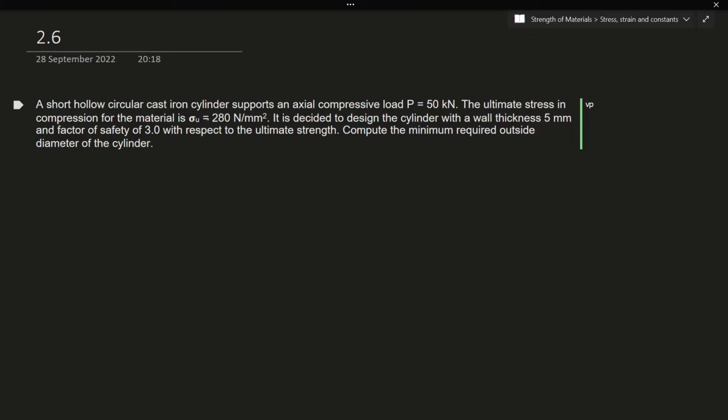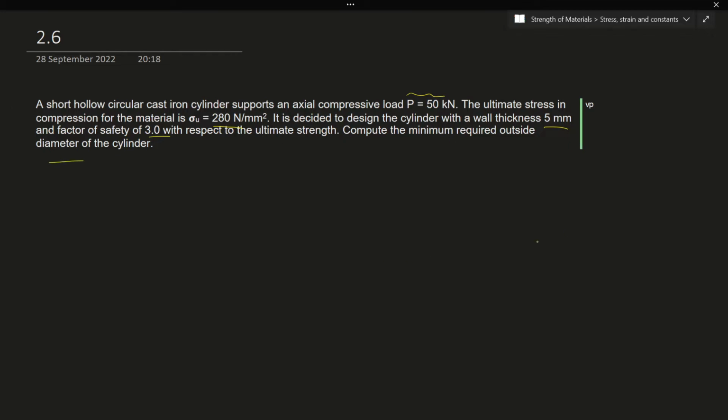A short hollow circular cast iron cylinder supports an axial compressive load of 50 kilonewton. The ultimate stress in compression for the material is around 280 newton per millimeter square. It is decided to design the cylinder with a wall thickness of 5 mm and factor of safety of 3 with respect to the ultimate strength. Alright, so compute the minimum required outside diameter of the cylinder.